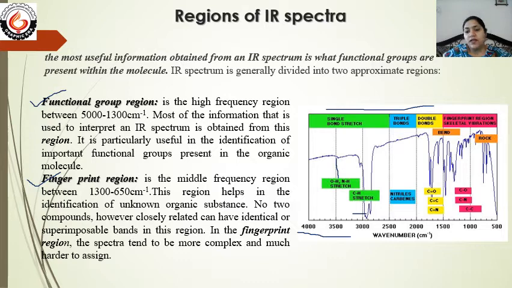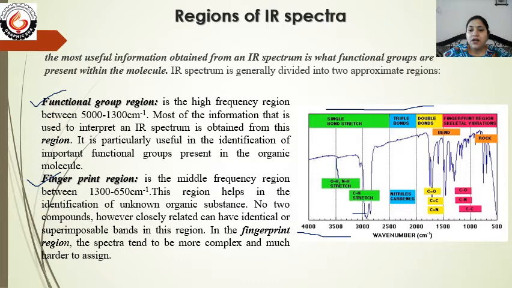Similarly, nitriles and alkynes: if a molecule has a nitrile, it definitely shows a peak in the triple bond region. Similarly, there is the double bond region. All the carbonyl compounds, C double bond C, C double bond N, show their characteristic peak in this region. So the functional group region shows the different types of functional groups present in the compound.